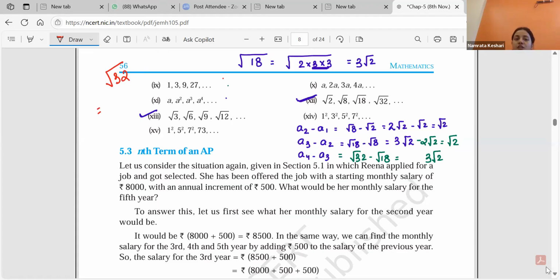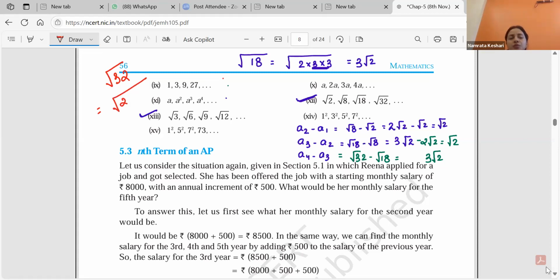Whenever we have such a question, do we have to do these things? Yes. You have to do this much simplification just to check whether the difference is common or not. If we stop over here only, we will see root 8 minus root 2 and say that the difference is not the same, which is not the correct answer. So we have to do the simplification.